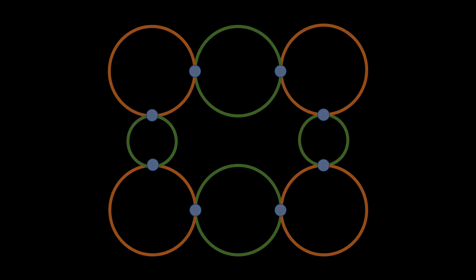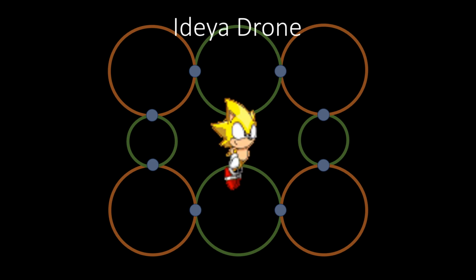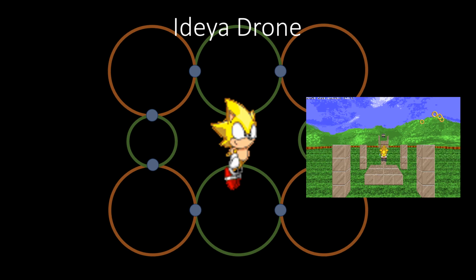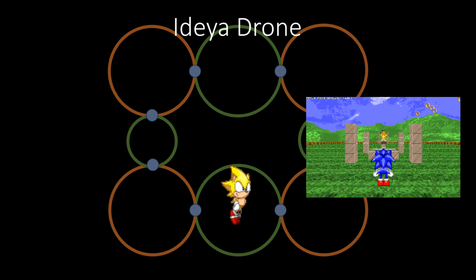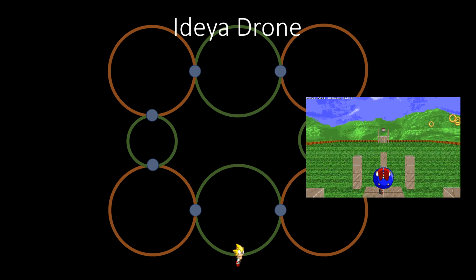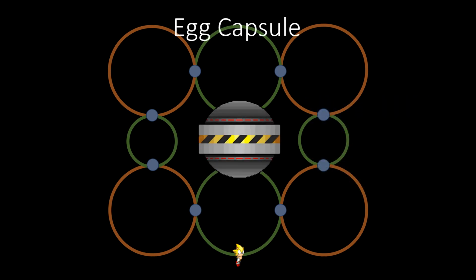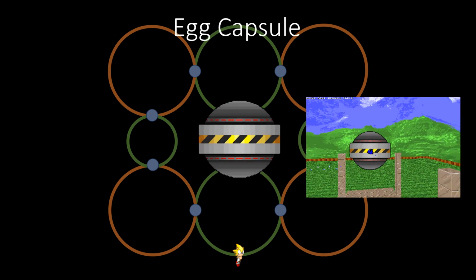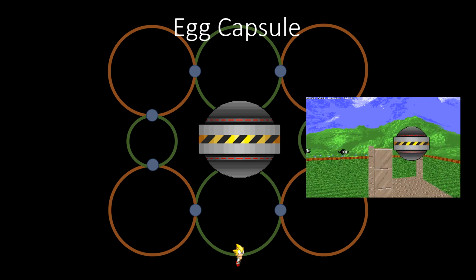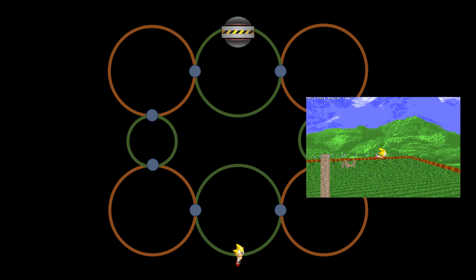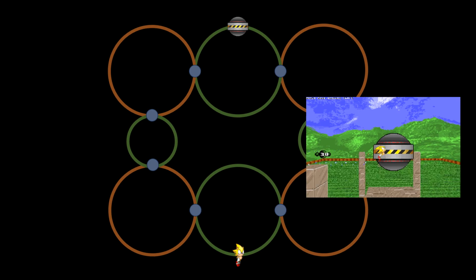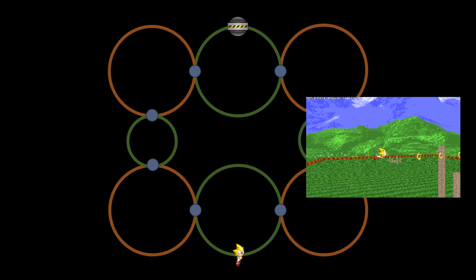Last but not least, there are two items that every Knights track must have. The first is the Ideadrone. This allows the player to transform into Knuckles, and it must be placed on the first circle of the track. The second item is the egg capsule. By normal means, the player must destroy this capsule to complete the level. In the game engine, the track must have this item in order to be recognized.